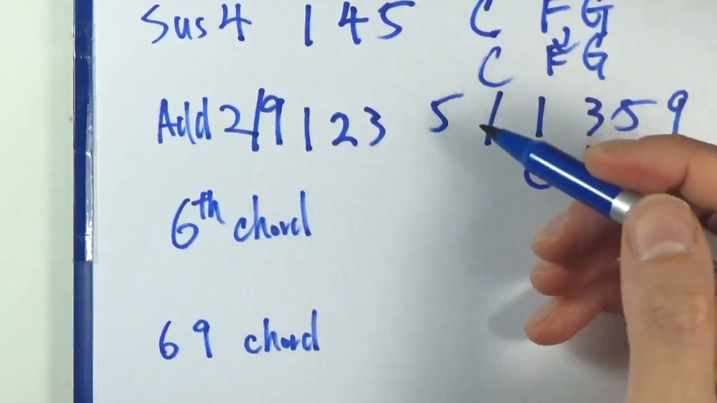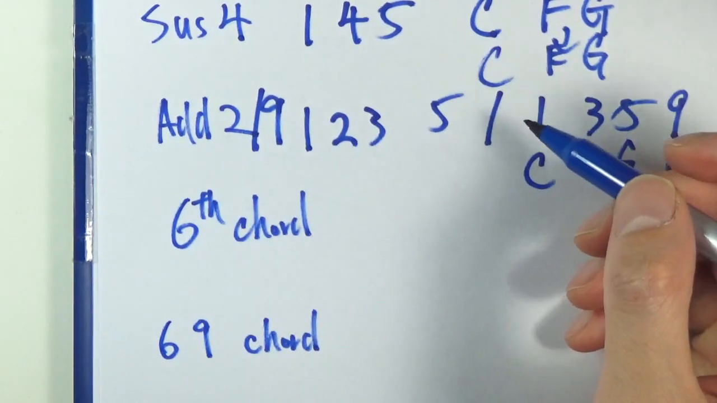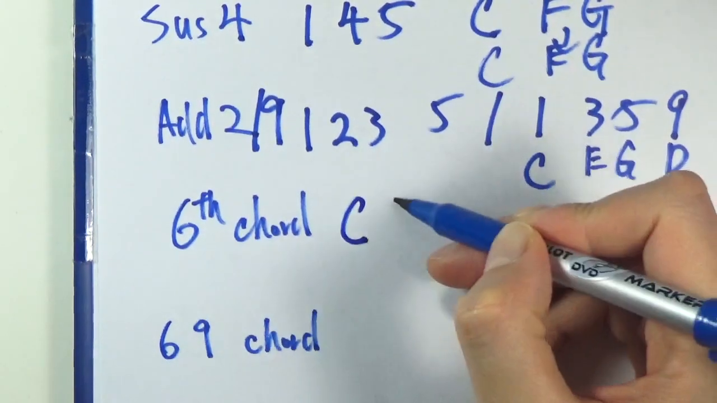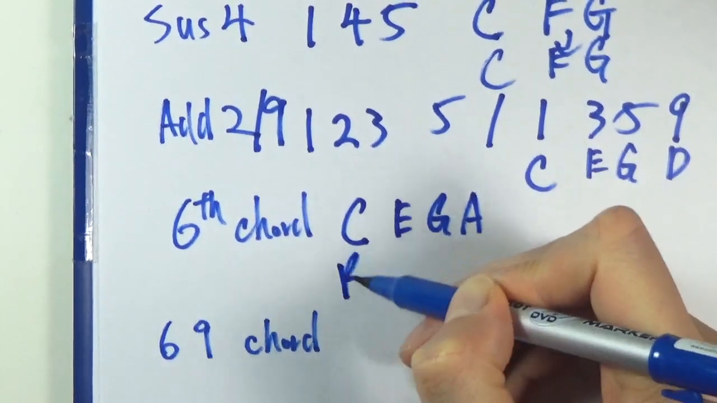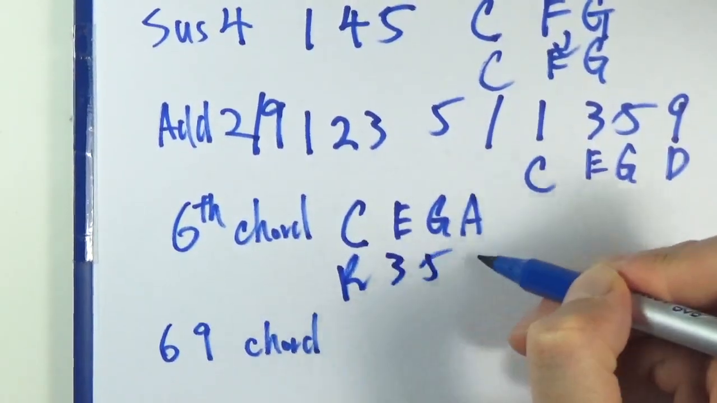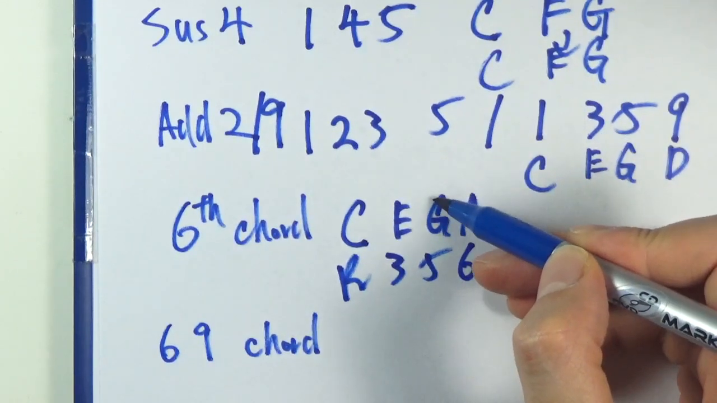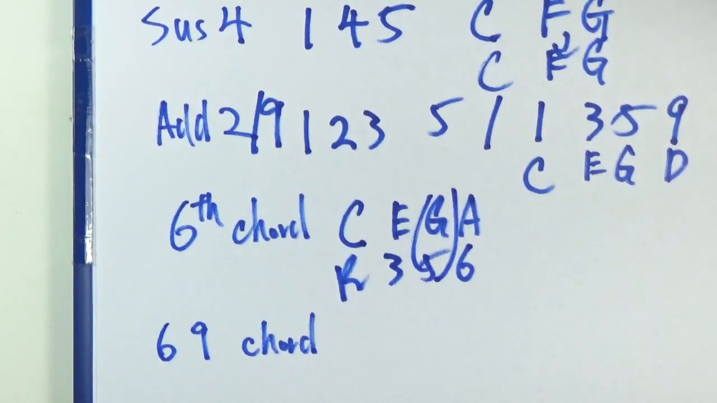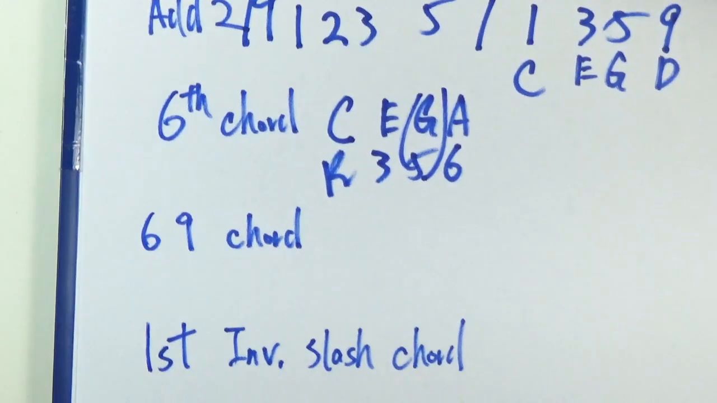Sixth chord, you will add the major 6 interval to the chord. So for example, C, E, G, and then A, so that's root, third, fifth, and sixth. Sometimes you can omit the fifth here, depending on the sound that you're going for.